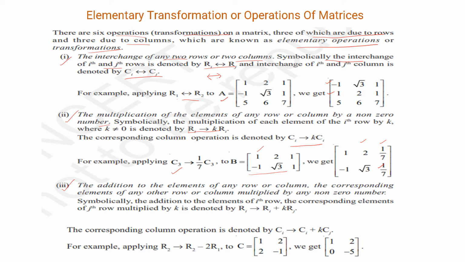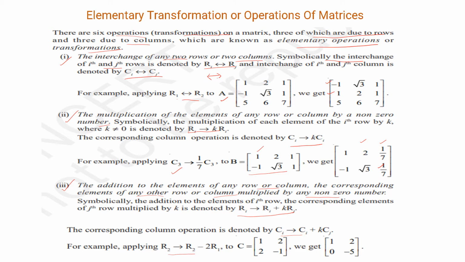For the third one, the addition to the elements of any row or column, the corresponding elements of any other row or column multiplied by any non-zero number. So actually this is the combination of the first two operations. Suppose I now want to change my ith row as ith row plus k times the jth row. So I have to multiply the jth row by k and then add it to Ri, and that will transform the complete row Ri. Similarly for column, the operation can be applied as Ci is changed to Ci plus k times Cj.